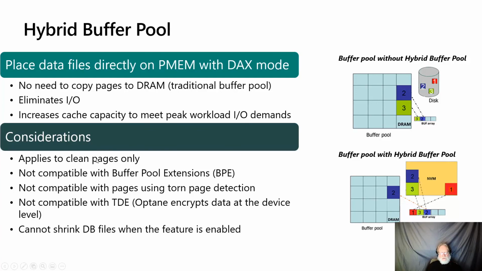Considerations: it applies to clean pages only. It's not compatible with buffer pool extensions because the whole buffer pool is now in memory. It's not compatible with pages using torn page detection or TDE. At this point, Optane encrypts the data at the device level, so database encryption. You can't shrink DB files when this feature is enabled. We just don't have the mechanisms in place yet to be able to shrink the data files when they're in non-volatile memory.